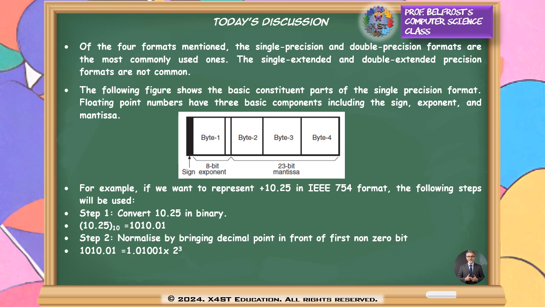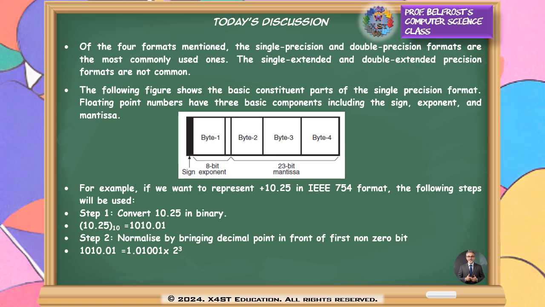And here are the basic constituent parts of the single precision format. You can see there are three basic components: sign, exponent, and mantissa. Okay, so 8 bits for the exponent and 23 bits for the mantissa, and 1 bit for the sign, which is the leftmost one. For example, if we want to represent plus 10.25 in IEEE 754 format, then the following steps can be used.